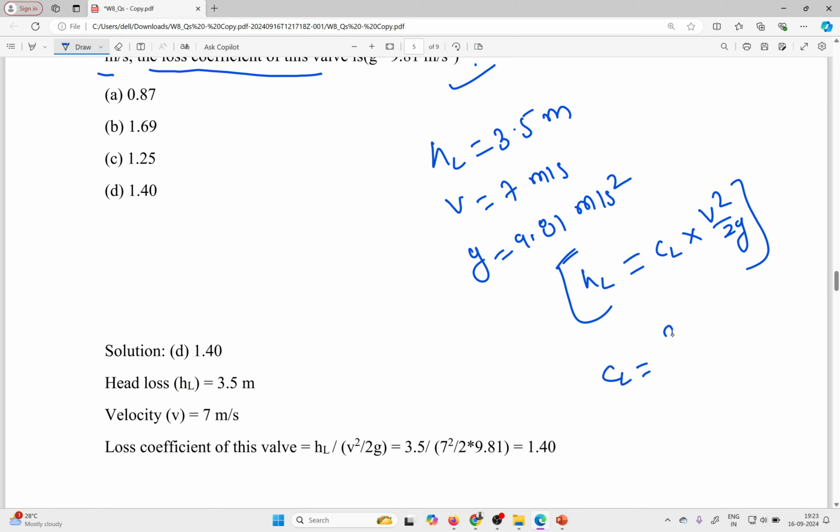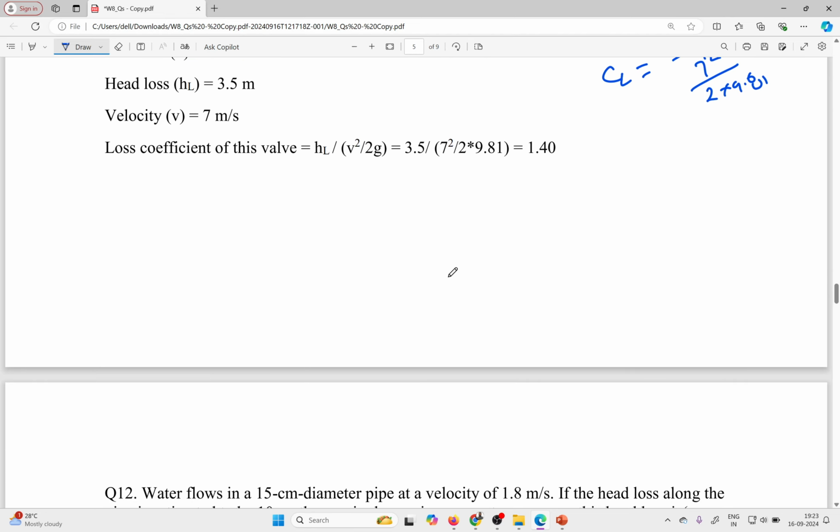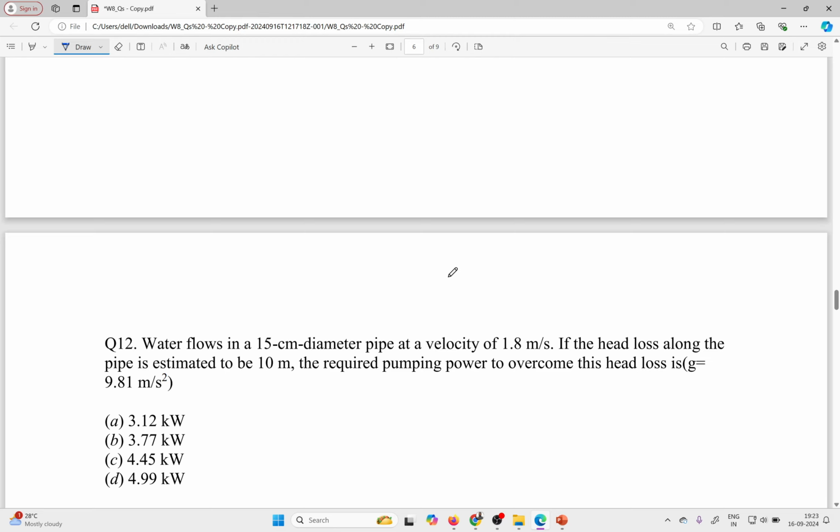So HL is 3.5 divided by 7 squared divided by 2 into 9.81. When you calculate, you will get 1.0. So your option D will be correct for this. Now we'll move on to the next question.